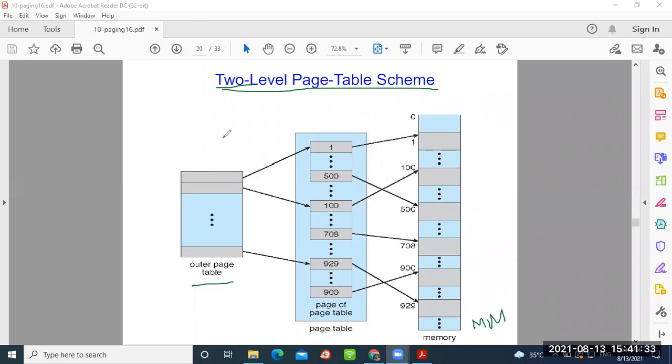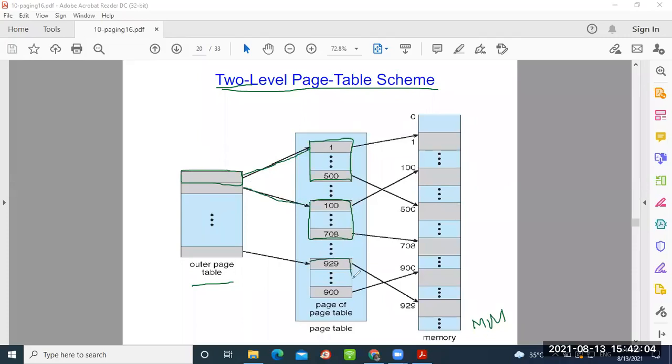From the outer page table, we will map to the inner page table. Then from the inner page table, I will find the particular frame number. Okay, now what is happening here? You can see that each block of this outer page table is mapping to a block of what? The inner page table. I can see each one is mapping to a block of the inner page table.